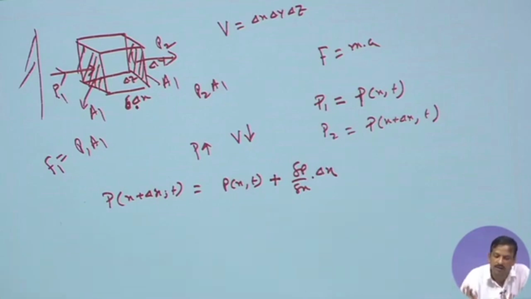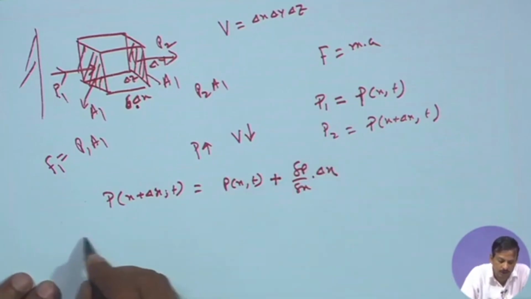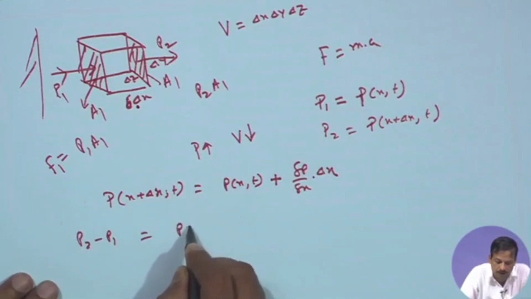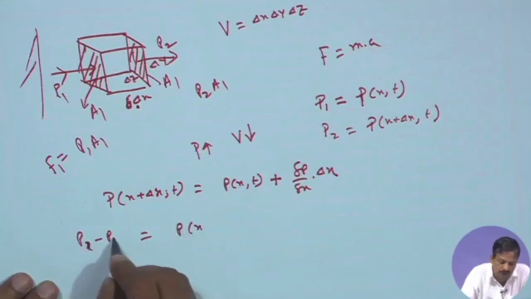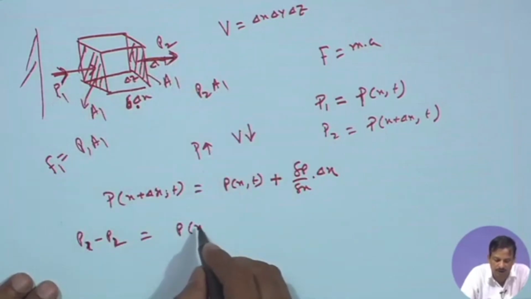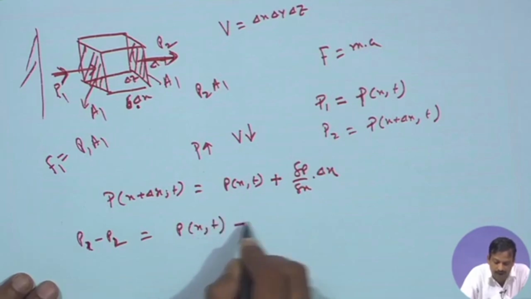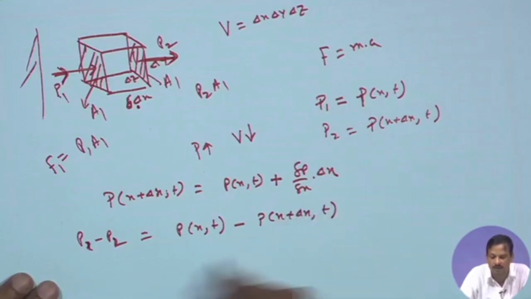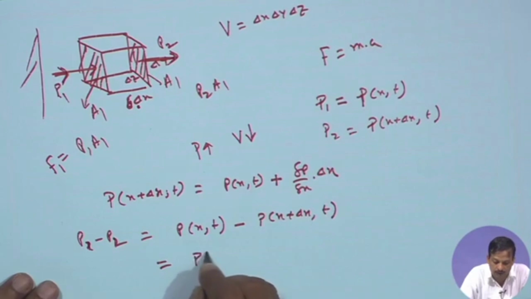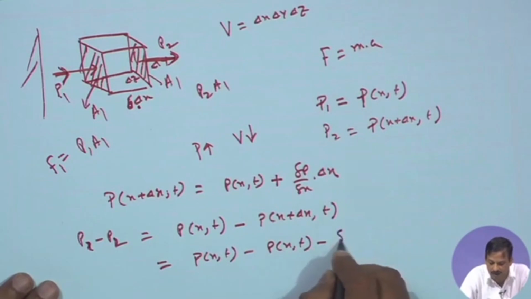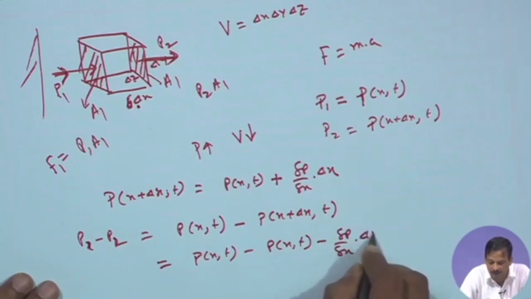Okay. This is P1 and P2. So, if I say P1 minus P2, acting pressure in P1, here it is P2. So, P1 minus P2 is nothing but p of x, t minus p of x plus del x, t, which is nothing but p of x, t minus p of x, t minus del p by del x into del x.